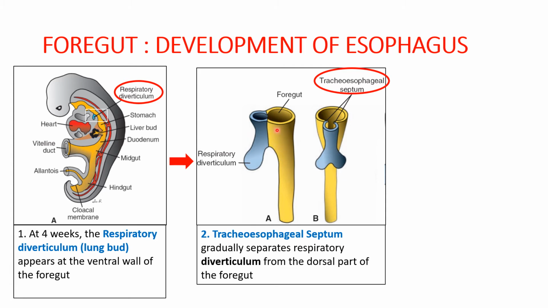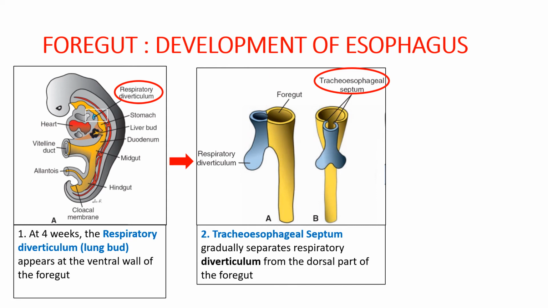So in the adult, what do we see? Is there any communication between the trachea and the esophagus? No. So there should be a separation between the trachea and the developing esophagus. For that separation, what happens is a septum appears between the respiratory diverticulum and the dorsal part of the foregut. That is the tracheoesophageal septum. This tracheoesophageal septum separates the respiratory diverticulum from the foregut.